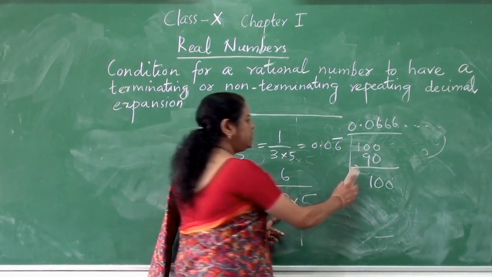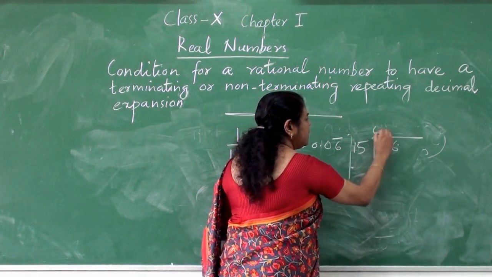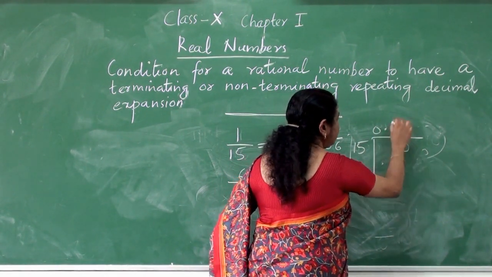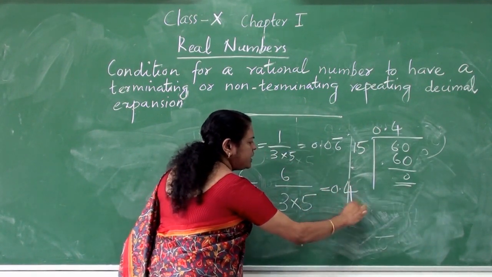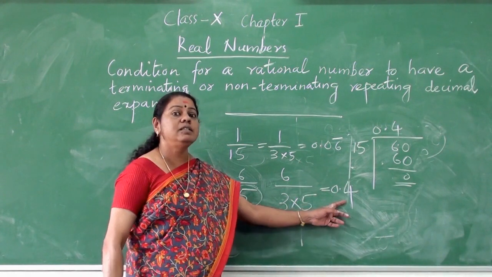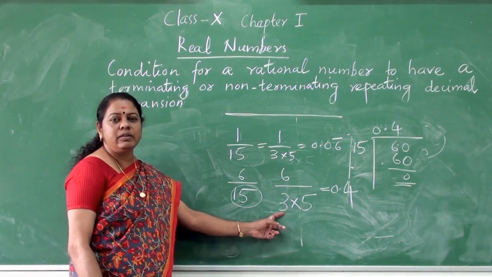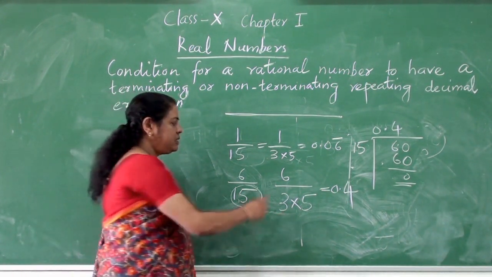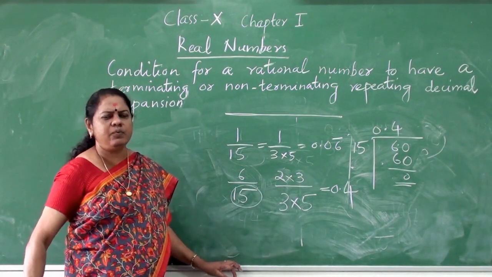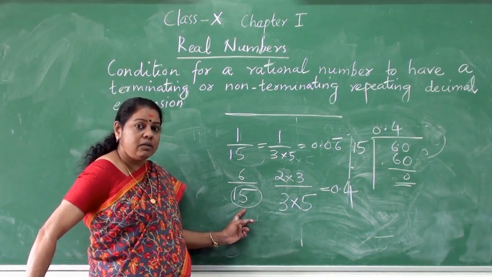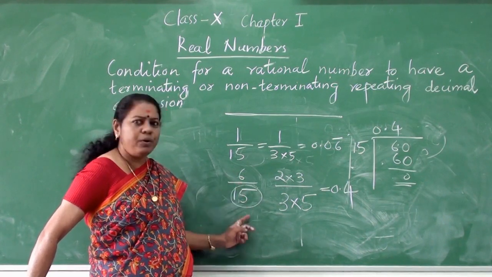Now let us check 6 by 15. If we divide 6 by 15, we get 0.4. Here the decimal expansion is 0.4. The decimal expansion is terminating. But the denominator has a factor 3. Why is it so? The problem is, here 6 is 2 into 3. The number 6 by 15 is not in standard form. 6 and 15 are not co-prime integers.